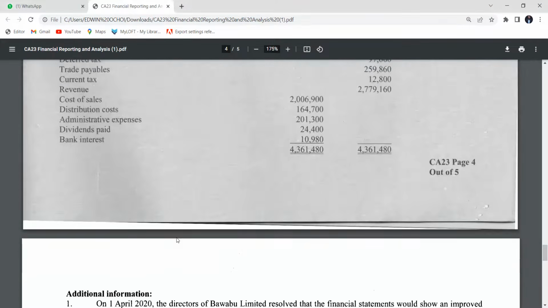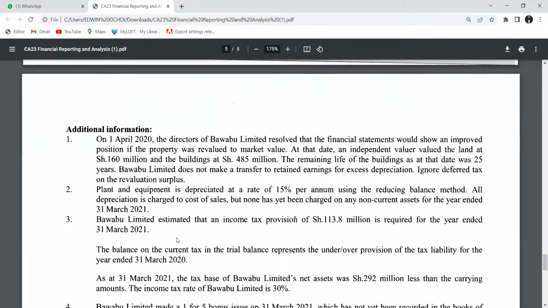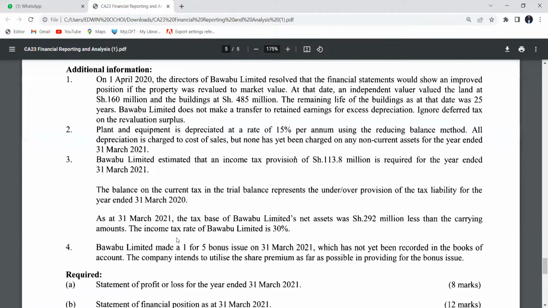The main focus is on the additional information. How will you be able to interpret this? It's very simple work if you familiarize yourself with it. I know you are okay with group, because we already did the group.